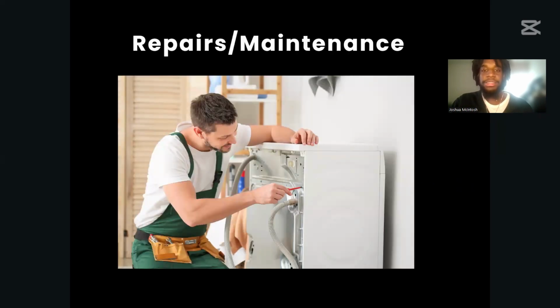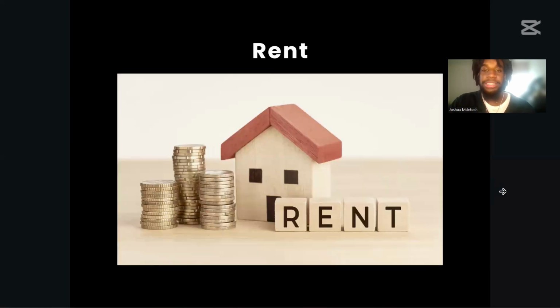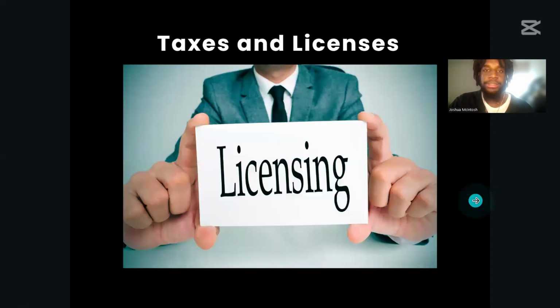Repairs and maintenance is basically the money that you budget to repair anything inside of your business. So let's say I'm a food truck or I'm just a regular truck and my tire breaks. Rent is self-explanatory, but let's say that I'm a food truck who wants to rent a space or a parking lot to sell my plates. I would categorize that expense as rent.